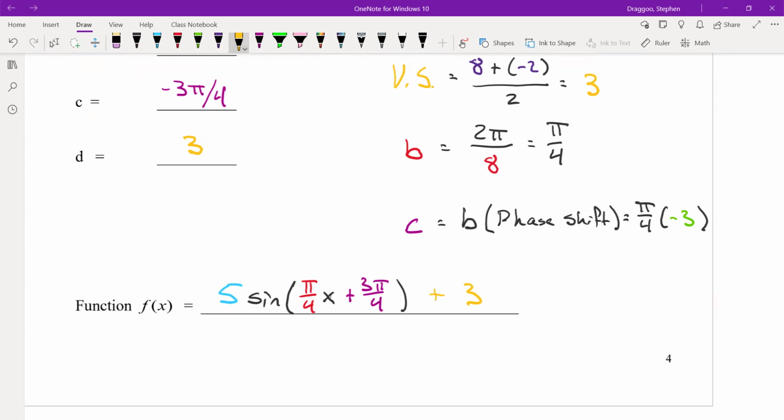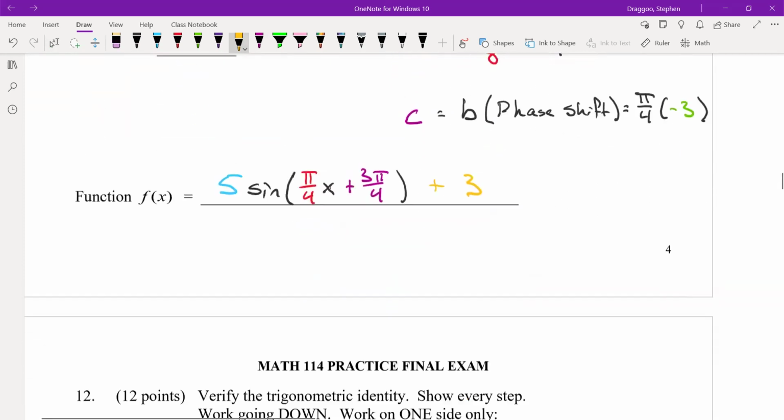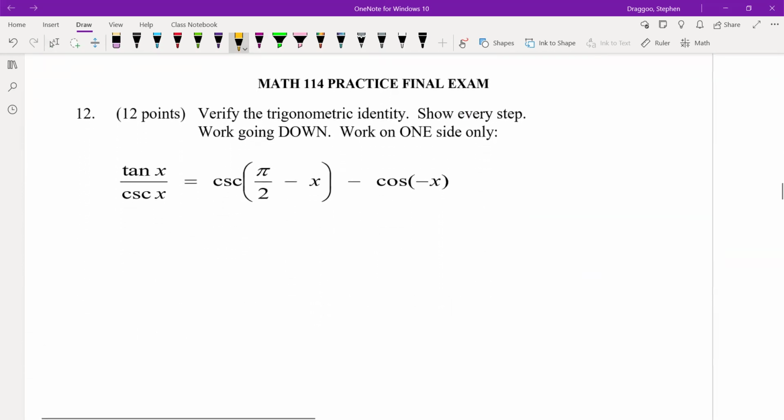Oh, yeah. And we look at the next one, we're going to get to verify a trig identity. Oh, yeah. So I'm glad we at least get to this one while we're still in class.